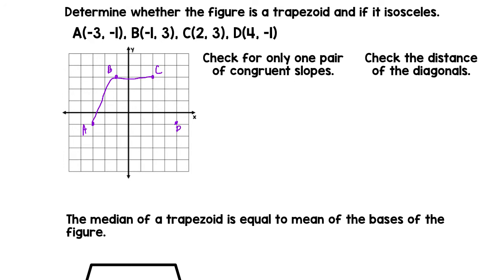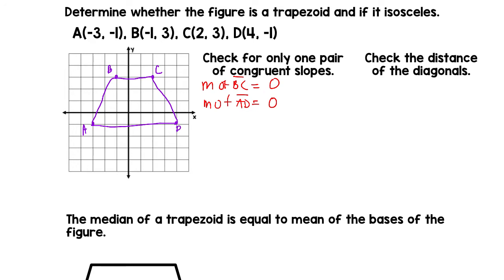The first line was real, oh, that one was awful. Let's try again here. That one's only marginally better. Whew, boy. All right, step one, check for only one pair of congruent slopes. Well, we need to look at the slope of BC. We can tell because it's a horizontal line, that slope is 0. We're going to look at the slope of AD, also horizontal, also a slope of 0.